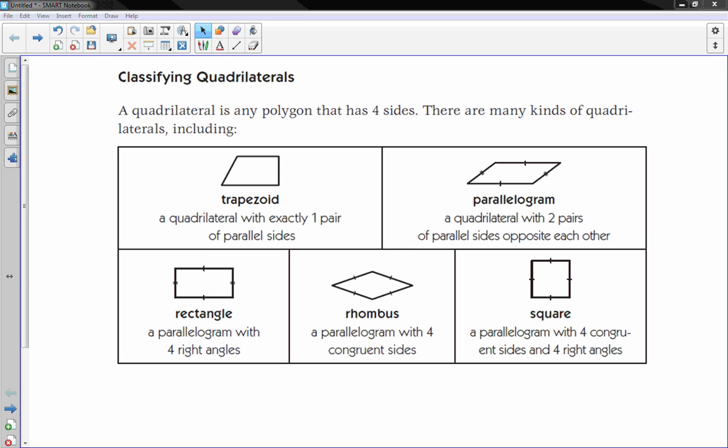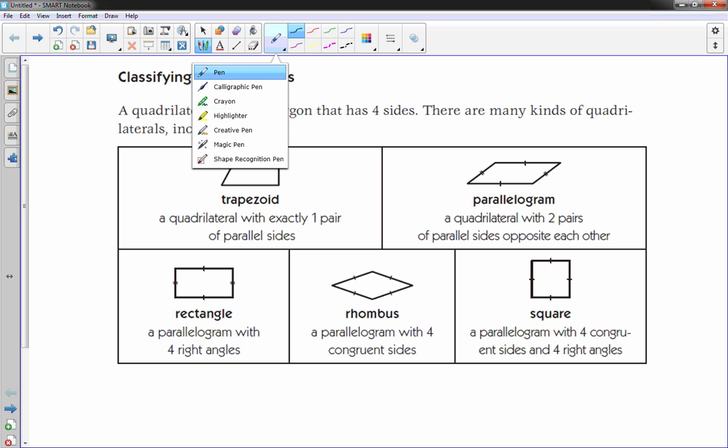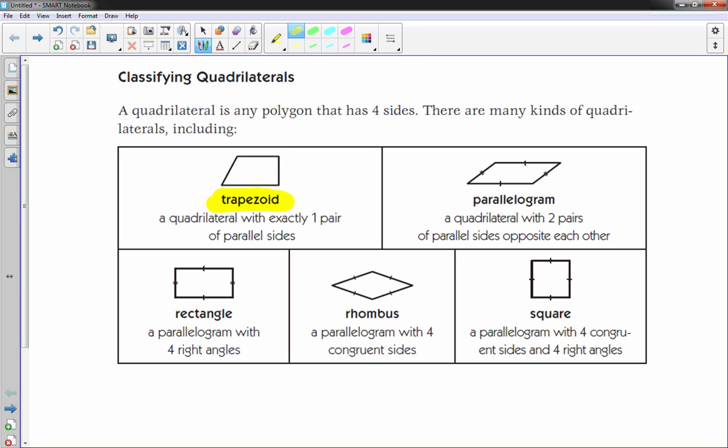Classifying quadrilaterals. A quadrilateral is any polygon that has 4 sides. There are many kinds of quadrilaterals. So let's look at the first one here. Get my highlighter. Trapezoid. A trapezoid is a quadrilateral with exactly one pair of parallel sides. And what parallel means is that they're running in the same direction and that they'll never intersect or cross. So I'm marking it in red. Those two lines are parallel, and this trapezoid only has one pair of parallel sides.